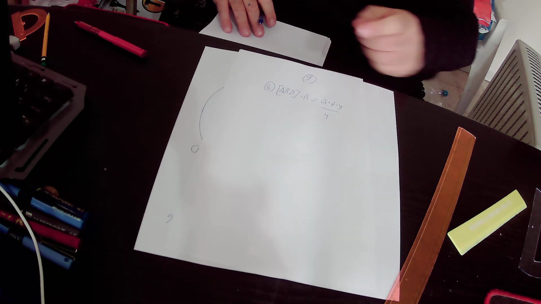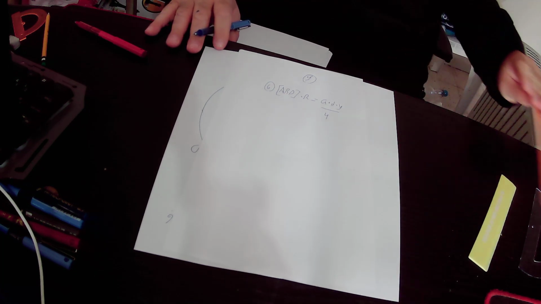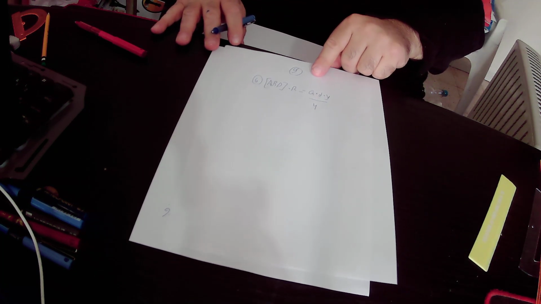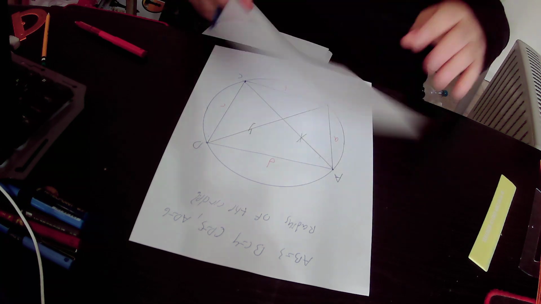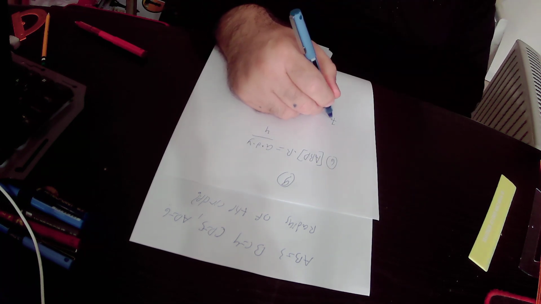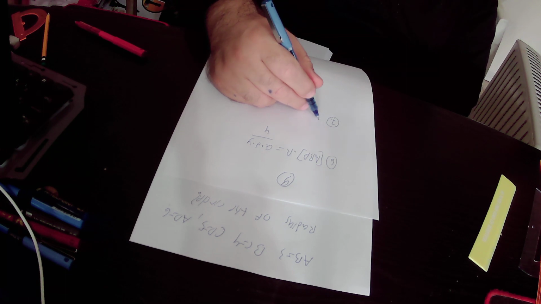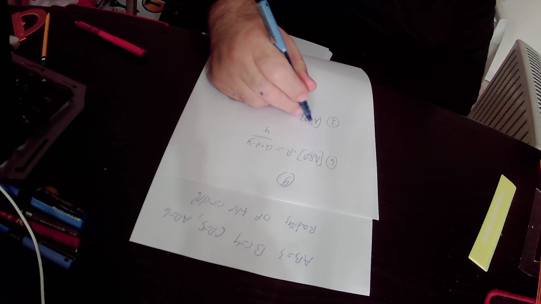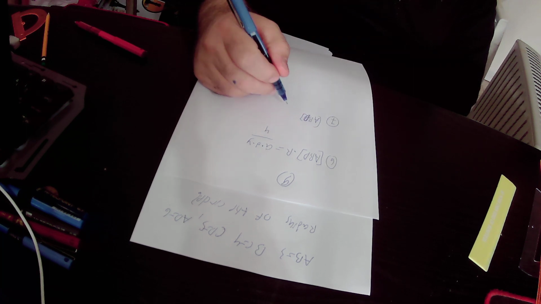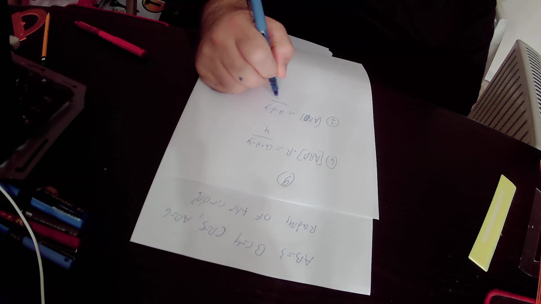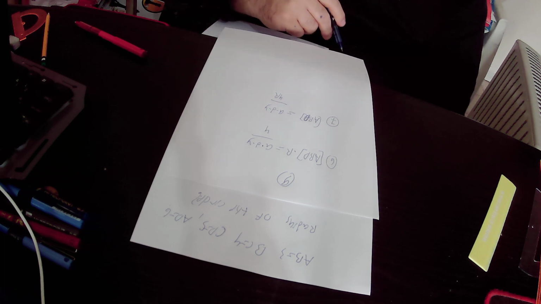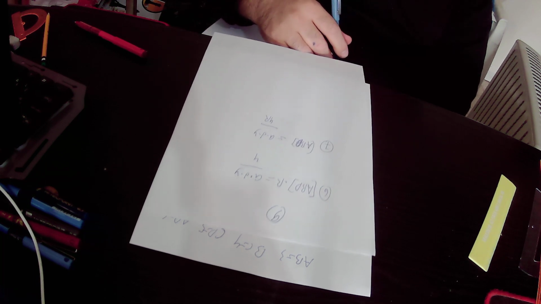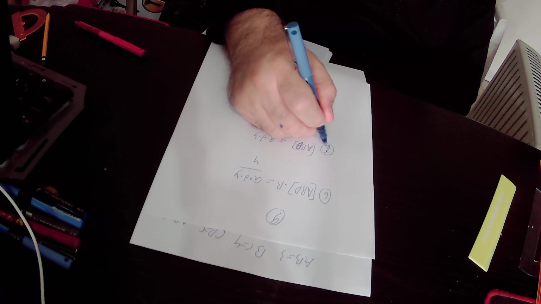Here we will divide equation number 6 by r, the radius of the circle, and we will get that the area of triangle ABD equals a times d times y over 4 times the radius of the circle that circumscribes triangle ABD. So here is equation number 6.